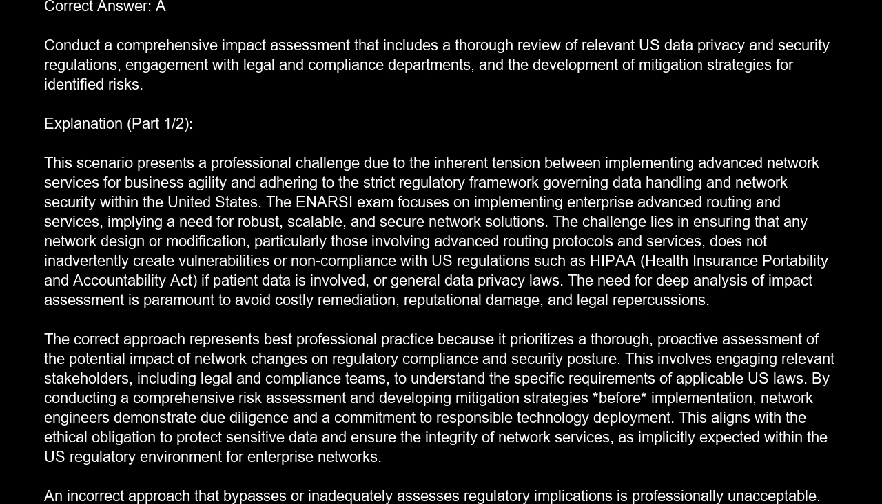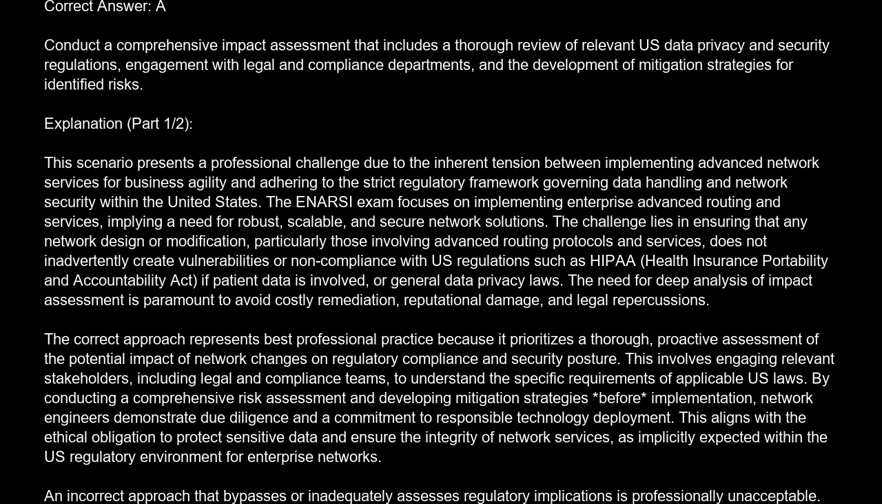The challenge lies in ensuring that any network design or modification, particularly those involving advanced routing protocols and services, does not inadvertently create vulnerabilities or noncompliance with U.S. regulations such as HIPAA, the Health Insurance Portability and Accountability Act, if patient data is involved, or general data privacy laws. The need for deep analysis of impact assessment is paramount to avoid costly remediation, reputational damage, and legal repercussions.